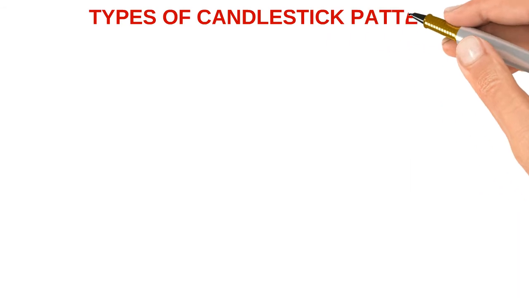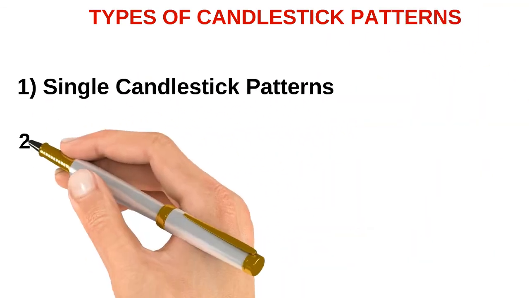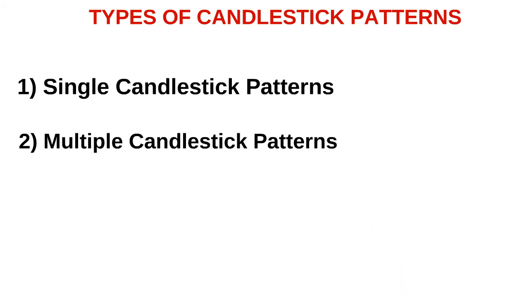Types of candlestick patterns. There are two types: single candlestick pattern and multiple candlestick pattern. A single candlestick pattern is formed by just one candle, that is, one trading session is enough. A multiple candlestick pattern is formed by multiple candles, generally 2 or 3 trading sessions are required. There are more than 100 types of candlestick patterns. Let's look at a few common candlesticks used.